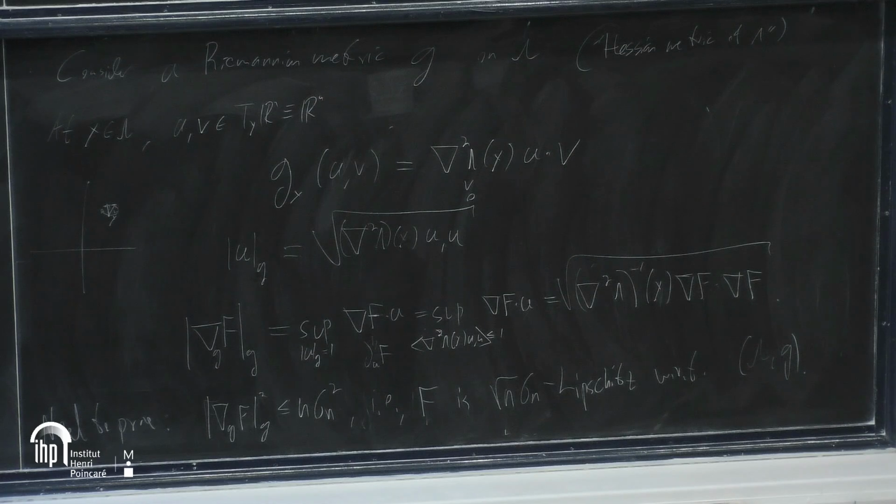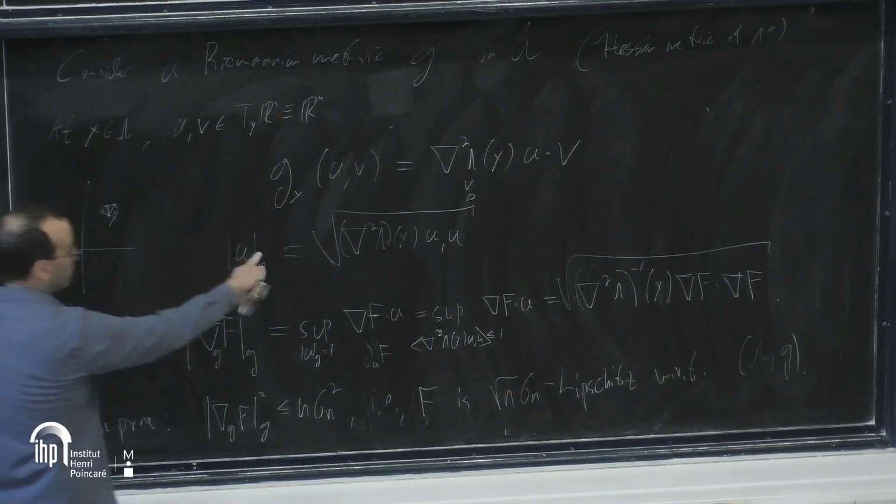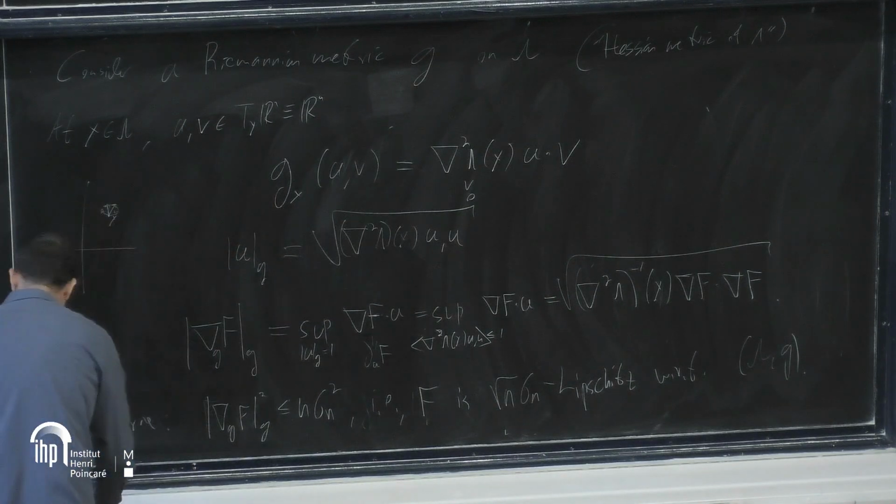Okay, now, I said that we want to think in an invariant way. I think it's easy to remember these things, right? It's just the Hessian metric.